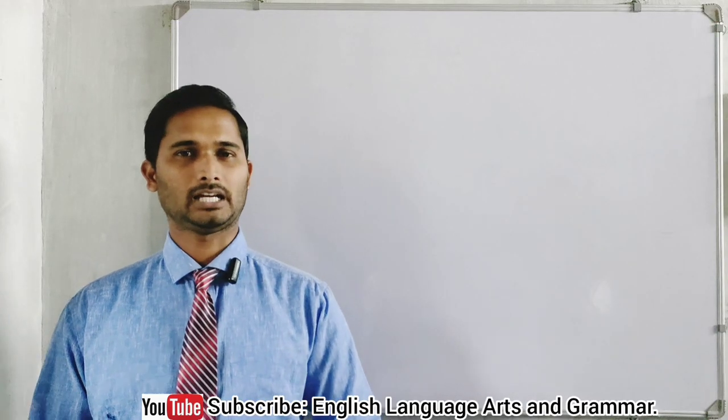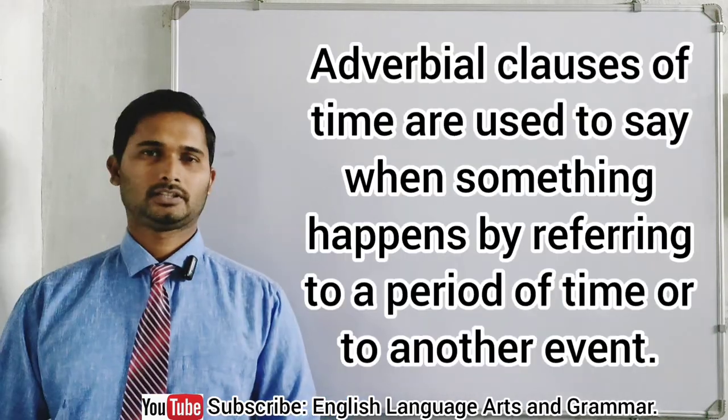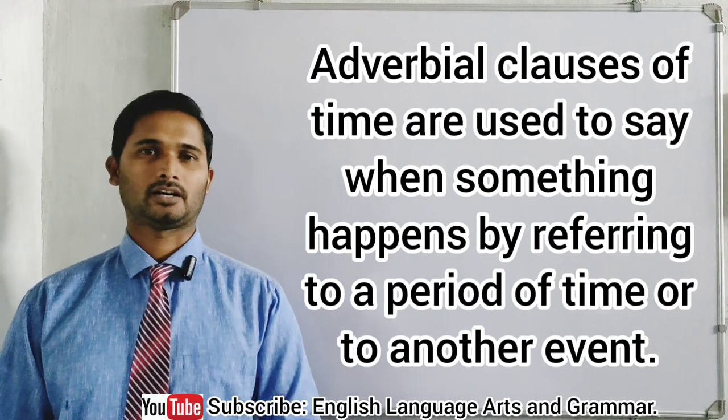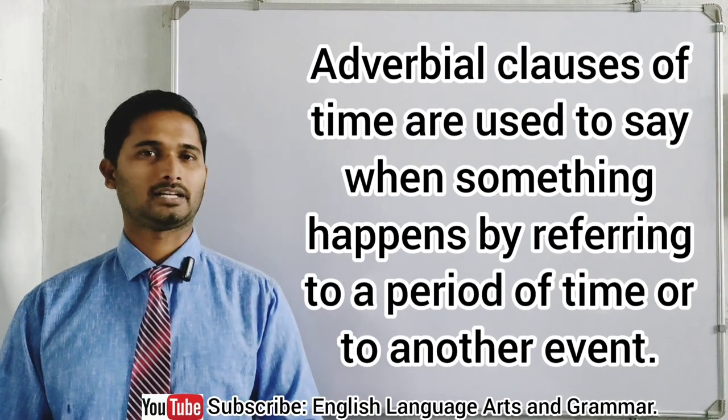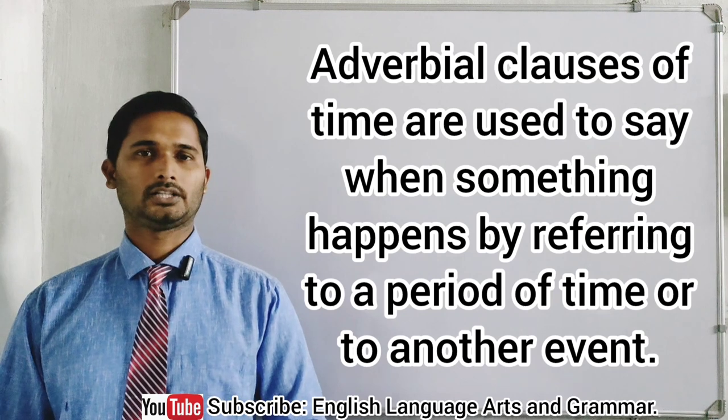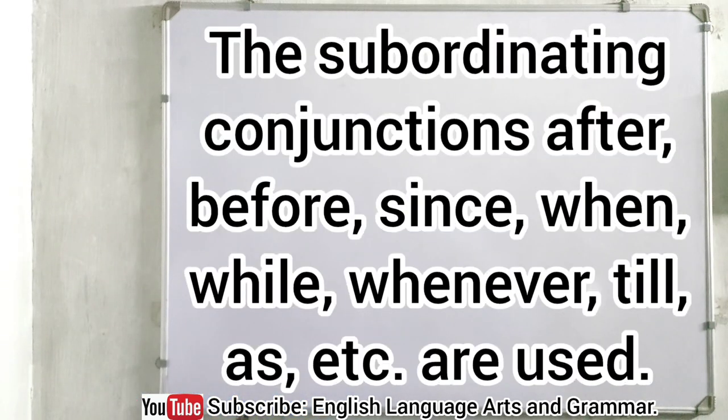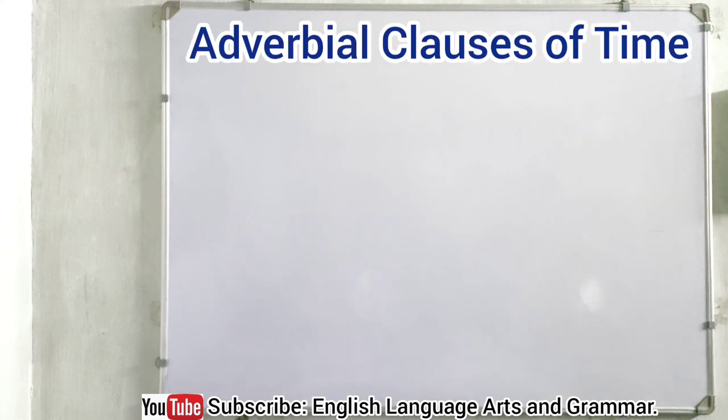We're going to learn now the adverbial clauses of time. The adverbial clauses of time are used to say when something happens by referring to a period of time or to another event. The subordinating conjunctions after, before, since, when, while, whenever, till, as, etc. are used in the adverbial clauses of time. Let us learn some examples.